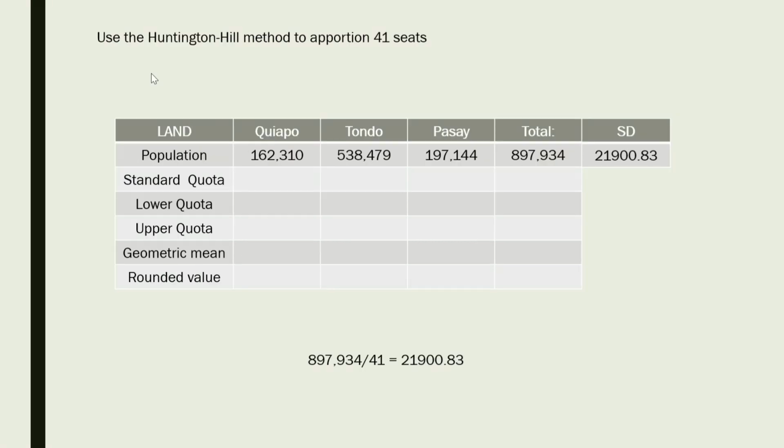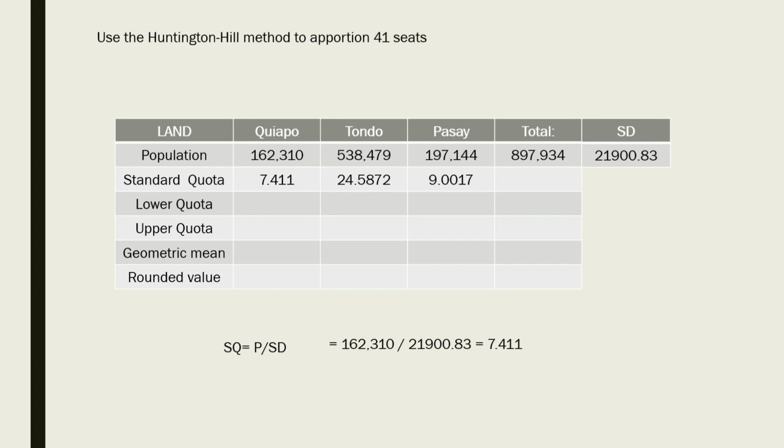We have another example here, and it starts out the same way as our previous methods. We're going to find our divisor by dividing the total population by the number of seats, to come up with our divisor of 20,900.83. And we're going to go ahead and find our standard quota by dividing each population by the divisor.